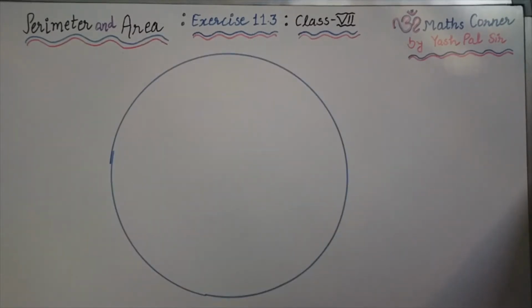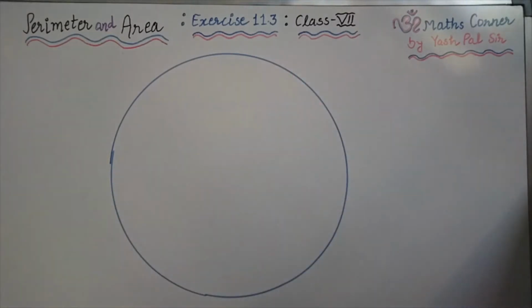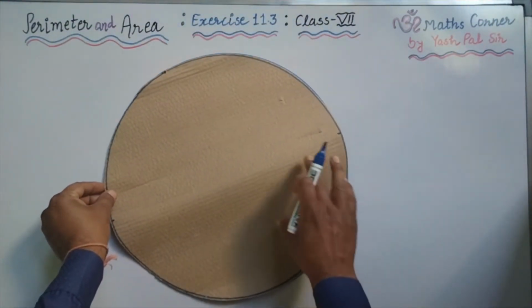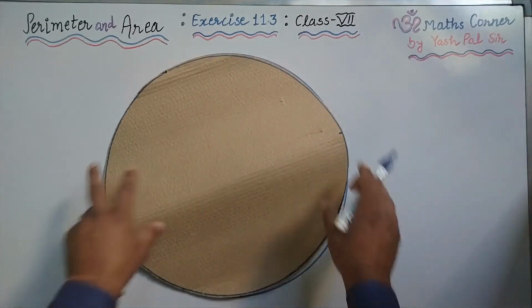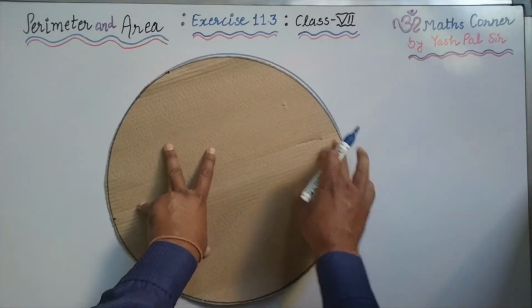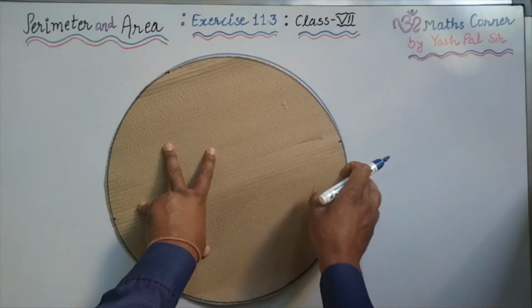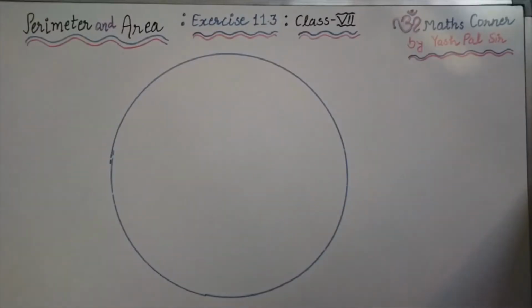First of all, this is the shape of the circle. Okay, now the question is how this is prepared. This is also the same shape I have taken. This is the outside boundary of this circular sheet. The outside boundary is called the circle.